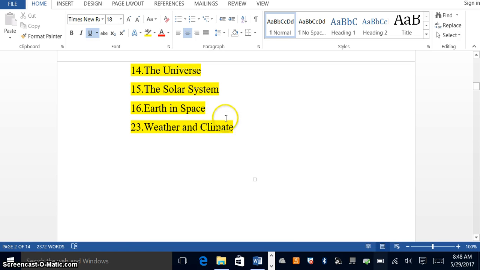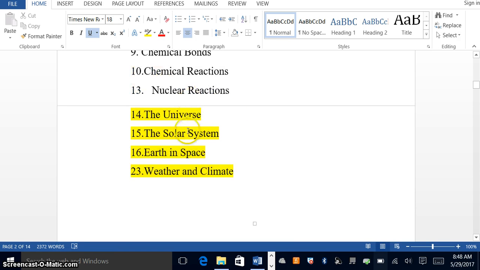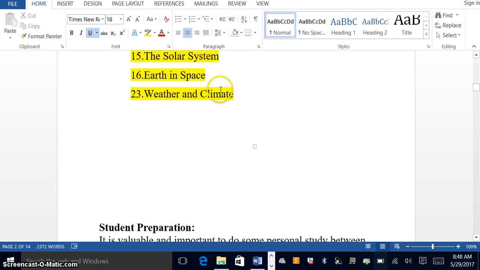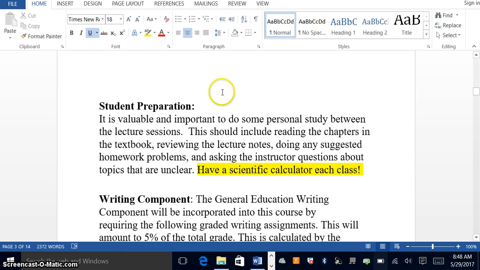All right, and again, the yellow ones are not on the final exam. There's a little bit of astronomy towards the end. The yellow ones are not going to be on the final exam. Just these chapters, and of course we'll have tests. We'll have 3 tests.